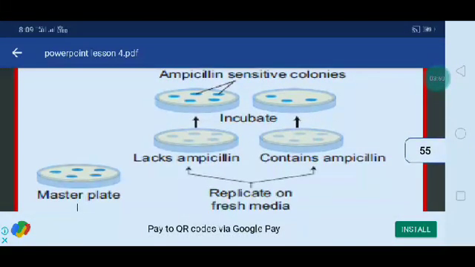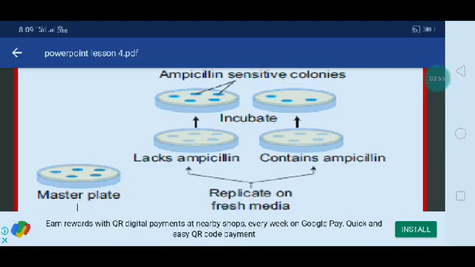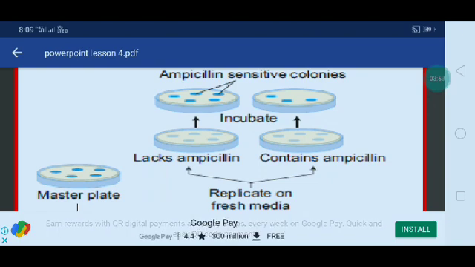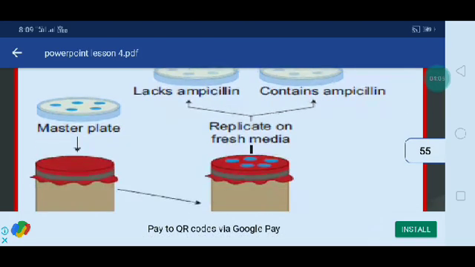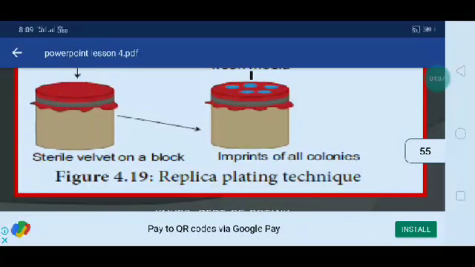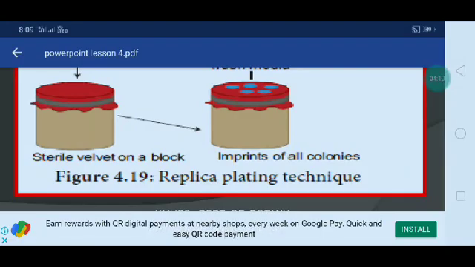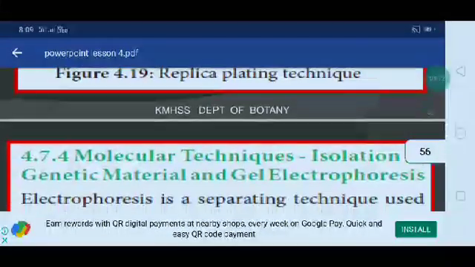So ampicillin sensitive colonies are there; incubate, then they lack growth on the plate that contains ampicillin. Replica on fresh media, from the master plate. There is a master plate. Replica on fresh media: imprints of all colonies are made with sterile velvet on a block. This is the replica plating technique.